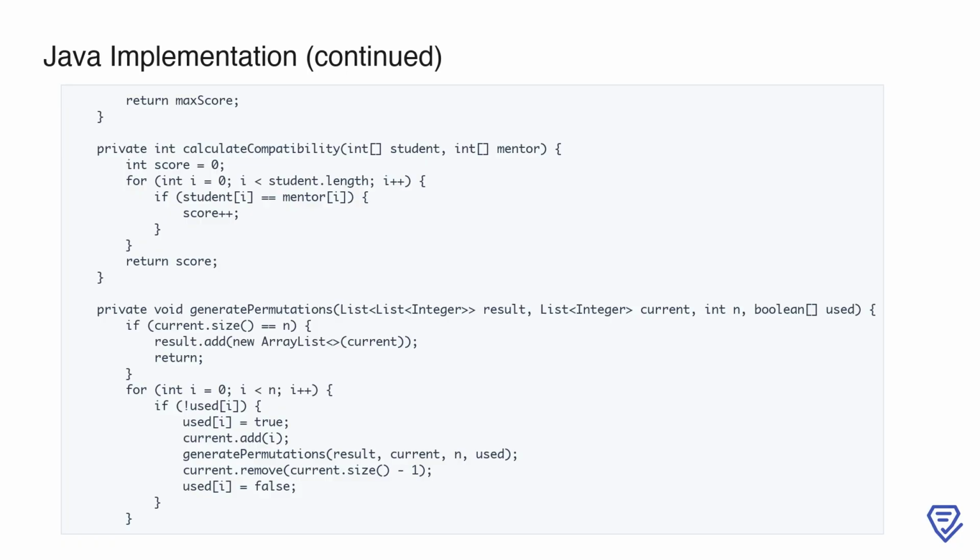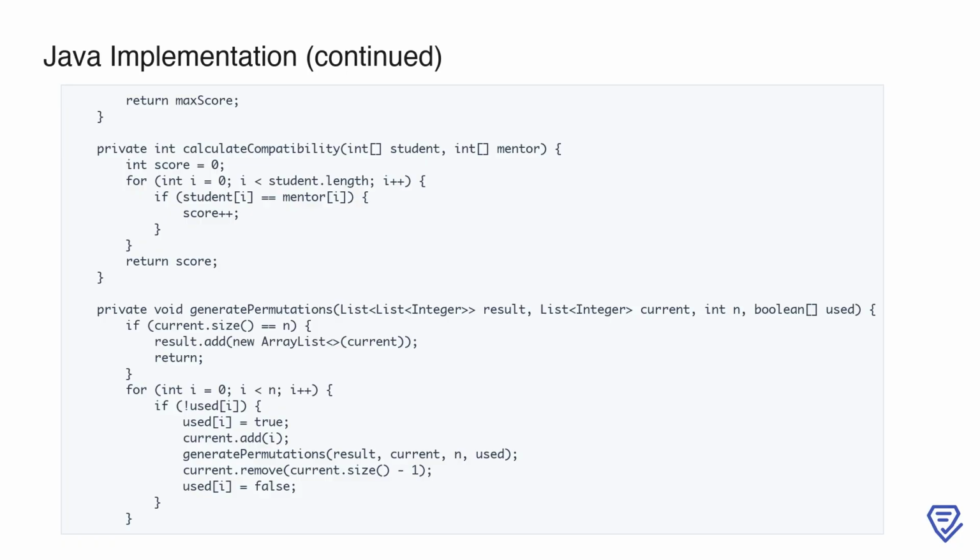Now, the calculateCompatibility helper method is designed to compute the compatibility score between a specific student and mentor. This is done by iterating through their attributes and simply counting how many of them match. A higher count means a better compatibility score. Additionally, the generatePermutations method is responsible for creating all possible arrangements of mentor indices. It uses backtracking to explore every combination, adding valid permutations to the result list.